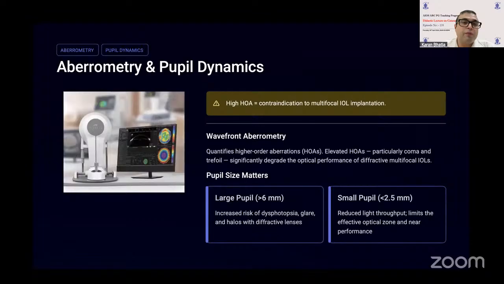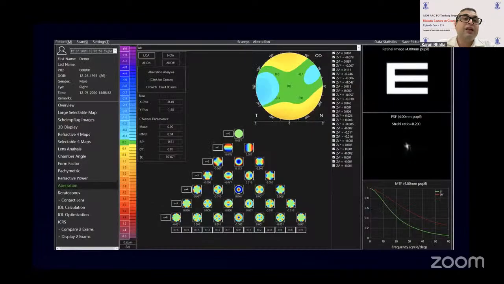Now, coming to aberrometry and pupil dynamics. High HOA, that is high order aberrations, can lead to a contraindication to your premium and multifocal IOLs. So therefore, wavefront aberrometry really helps. The pupil size matters. This is for the PGs. A larger pupil, more than 6 mm, increases the risk of dysphotopsia, glare, and halos with the diffractive lenses, whereas a smaller pupil, less than 2.5 millimeter, reduces the light throughput and limits the effective optical zone and the near performance.